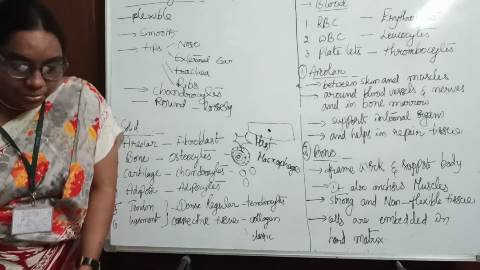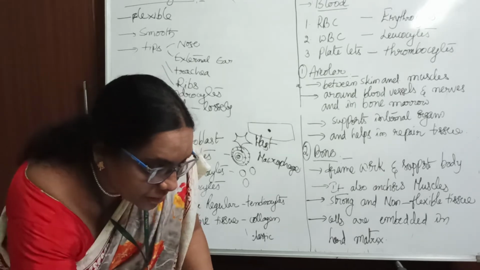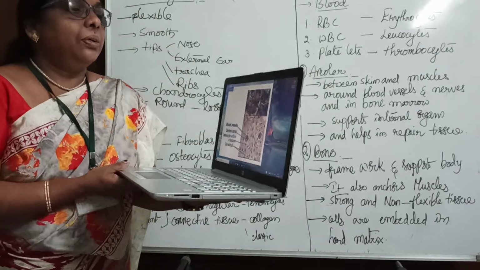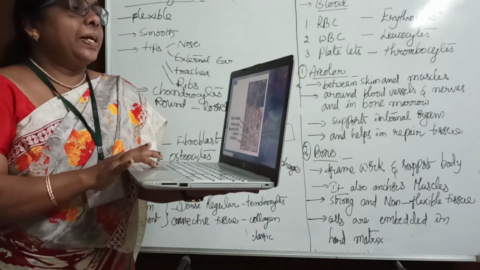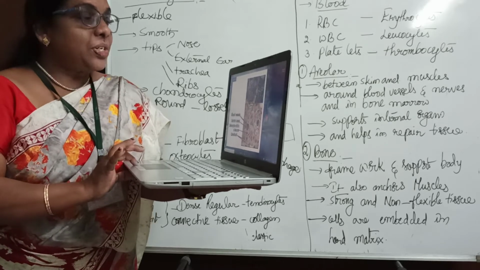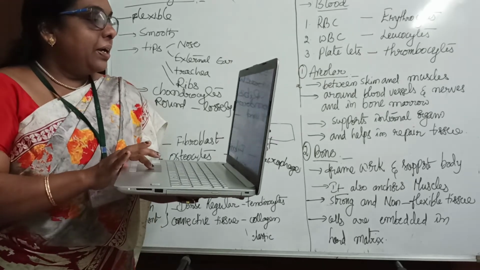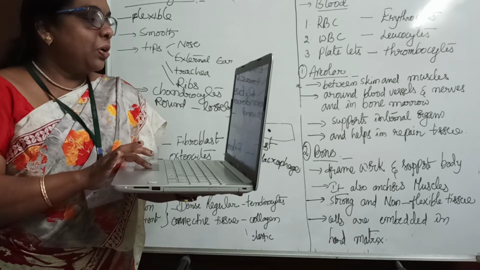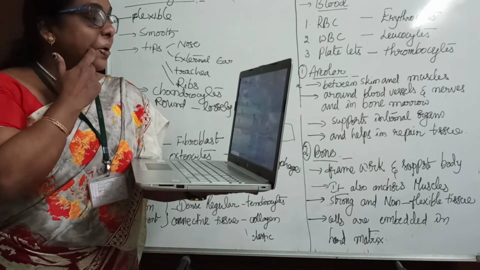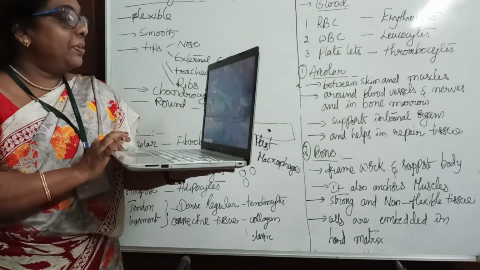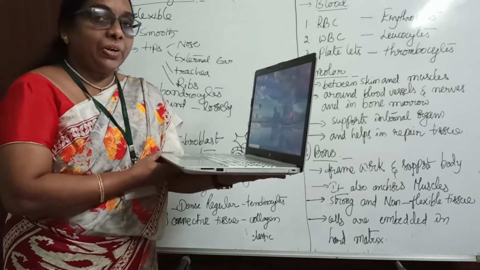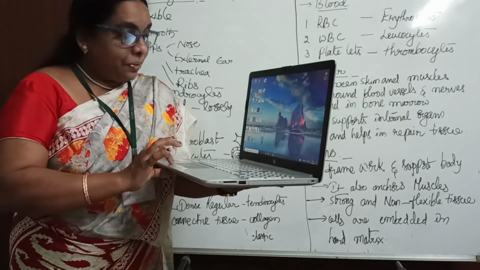Okay, yes. See the picture of this cartilage tissue. Where is this cartilage tissue present, children? It is present at the tip of the nose, in the trachea, and also at the edges of the rib cage. It is a flexible tissue.